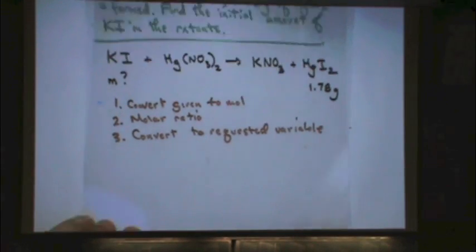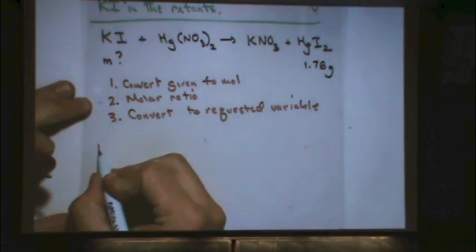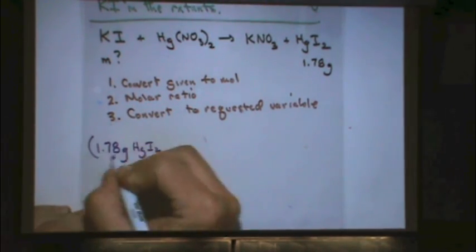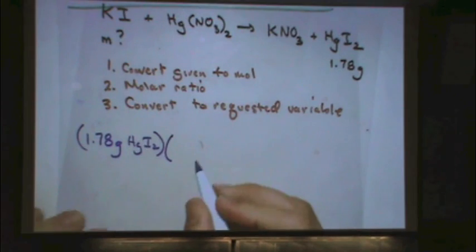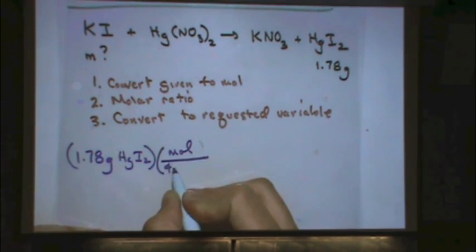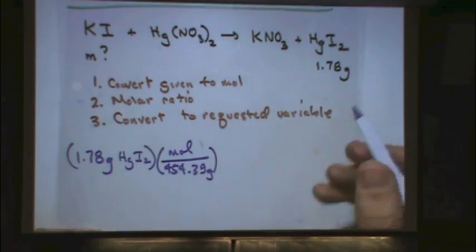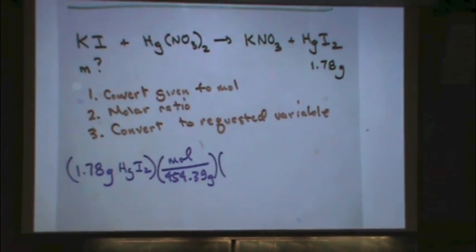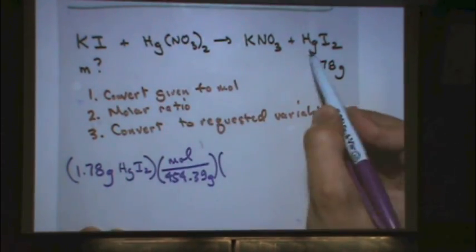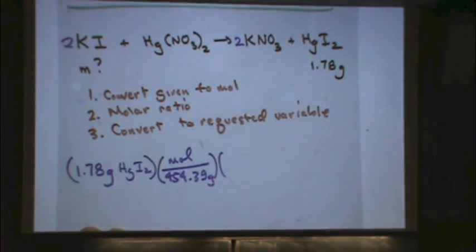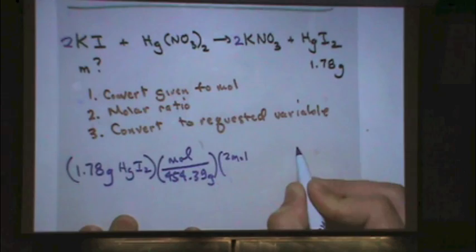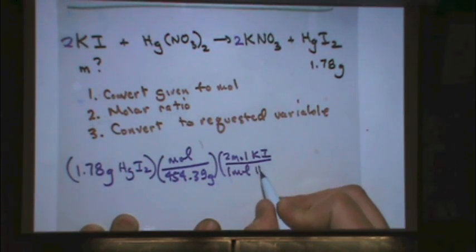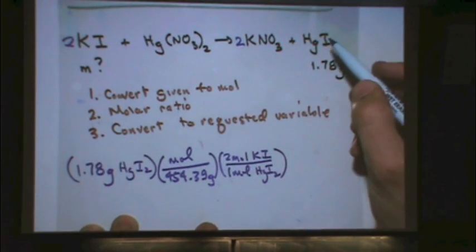So let's try it with our problem right here. Step one, we're going to start with what I have, 1.78 grams of the mercuric iodide, HgI2. Then let's go to moles, and from the periodic table it's 454.39 grams per mole. Now I'm at moles, I've done step one. Now I'm going to use a molar ratio. What do I need to do before I do that though? Oh shoot, I better balance this. I think we can do it with two iodides there and two of those. So there's two moles of what I want on top, KI. The two come from the coefficient 2 for every one mole of the HgI2, because there's one for the coefficient of HgI2.